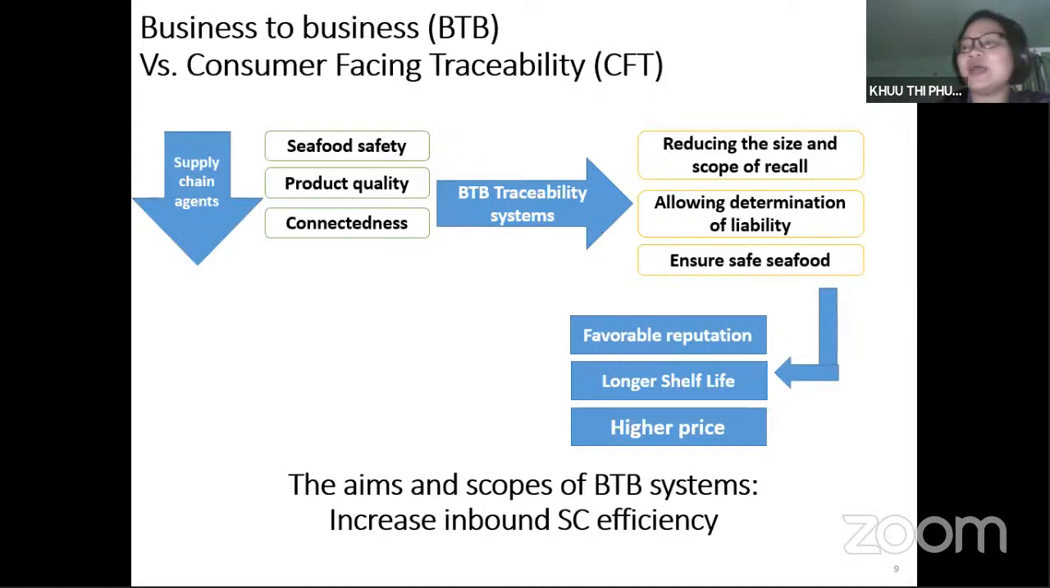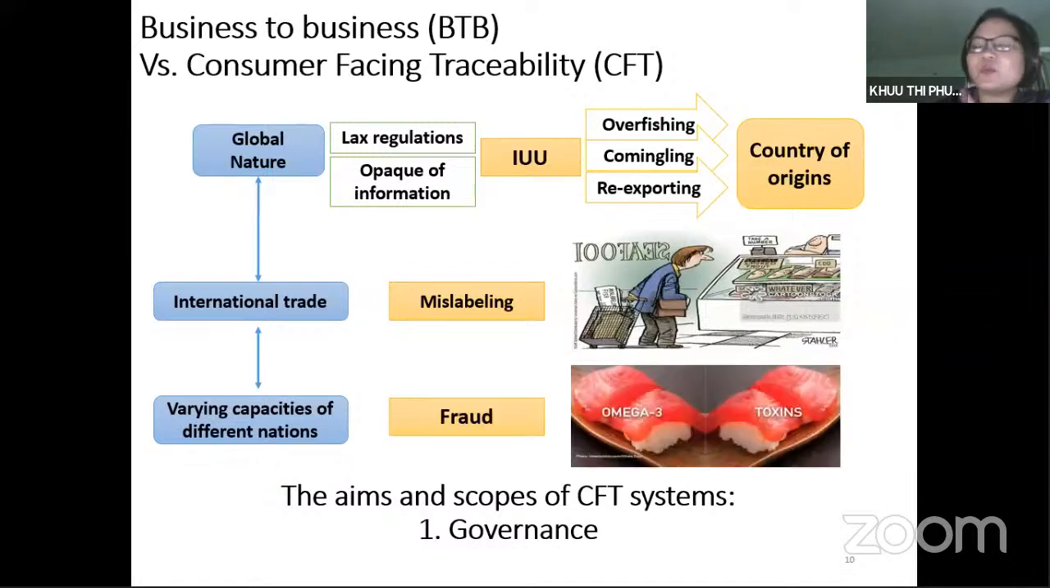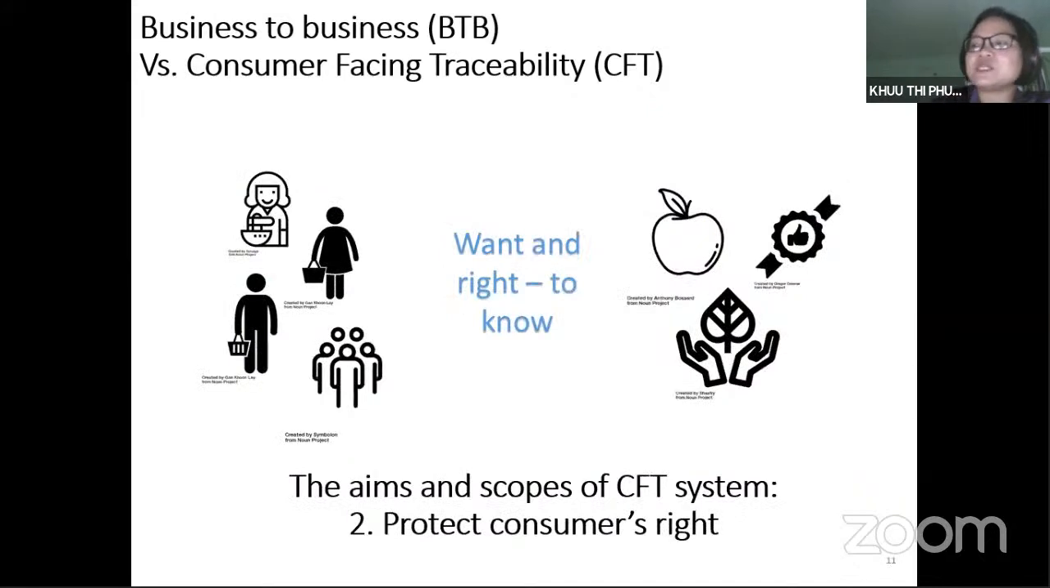And again, the aim and scope of a B2B system is to increase the supply chain efficiency. But the aim of a CFT system is governance: to avoid IUU, to avoid mislabeling problems, and to avoid false information problems. And the second aim is to protect consumers' rights.